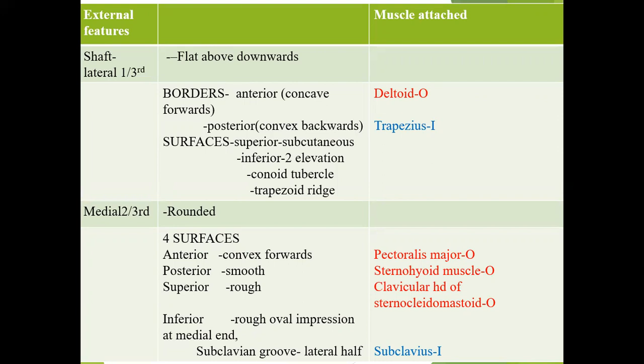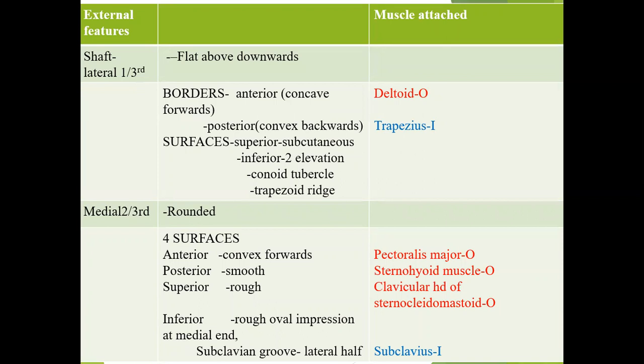In the lateral one third, we have only two muscles attached. In the anterior part, we can see the deltoid muscle. Parallelly you can see, I have represented the origin muscle in red color and insertion muscle in blue color. The anterior border gives origin for the deltoid muscle, and the posterior border gives insertion for the trapezius muscle.